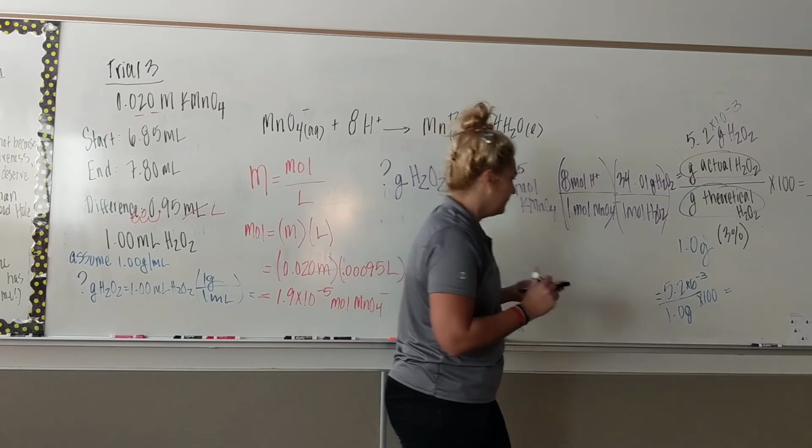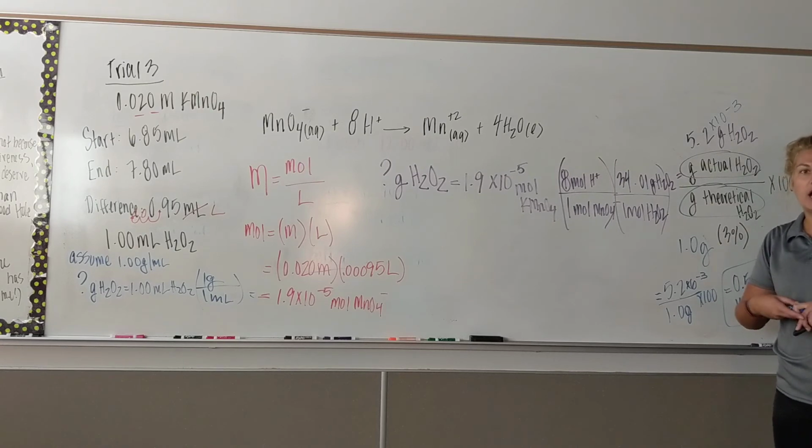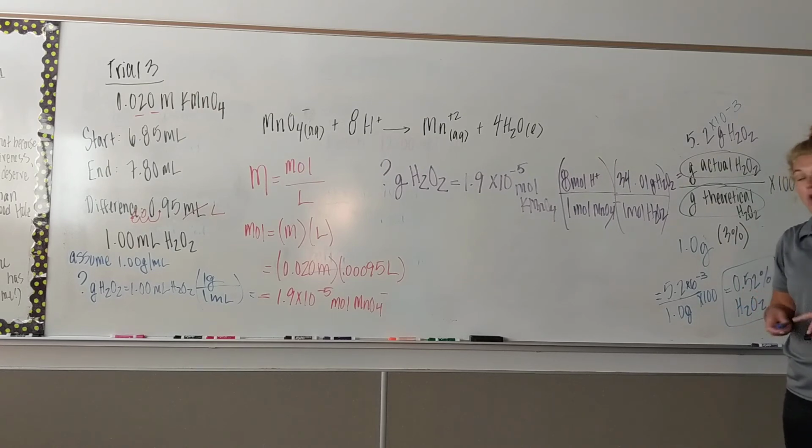I should get 0.52%, and that was the H2O2 inside of the drugstore hydrogen peroxide bottle that we got. It said that it should have been 3%. It wasn't 3%, so we have to calculate percent error off of this.